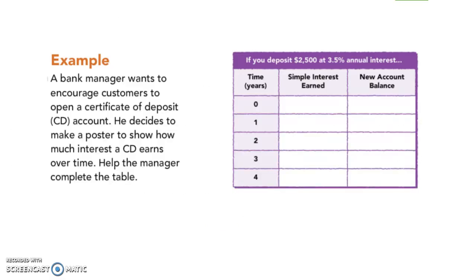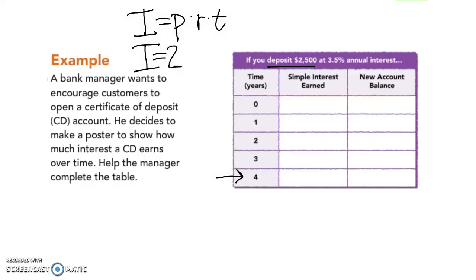All right, so if you deposited $2,500 at 3.5% annual interest, I'm not going to do all of these. Let's just jump to 4 years. We'll just say after 4 years. So I'm going to first write my formula. I equals P times R times T. And I want to find the amount of simple interest, so I is what I'm trying to find. P, the principal, is the amount of money I deposited, $2,500. The interest rate they told me is 3.5%.